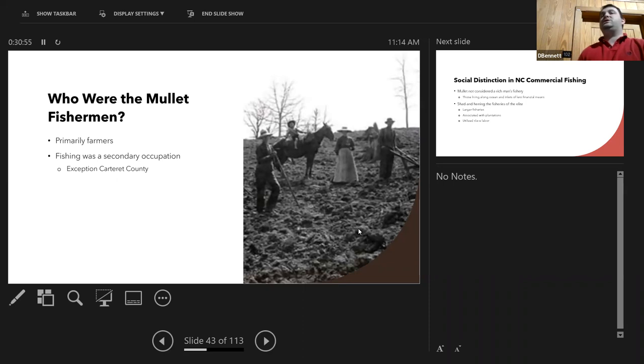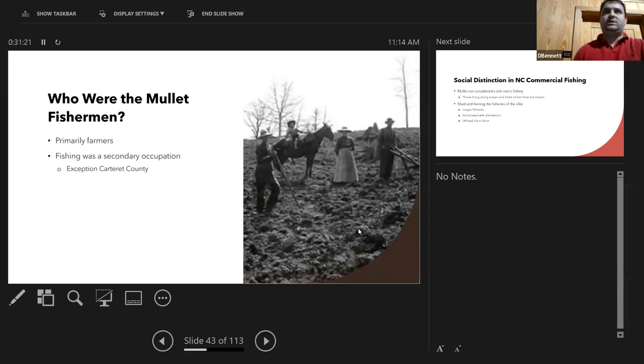And probably a really good example is I came across some instances in Brunswick County where they had tobacco crops that were so large that the mullet season started late in Brunswick County, not because the fish showed up late, but because they had so much tobacco that needed to be treated that the men just weren't available to go fishing. So that's a good example.